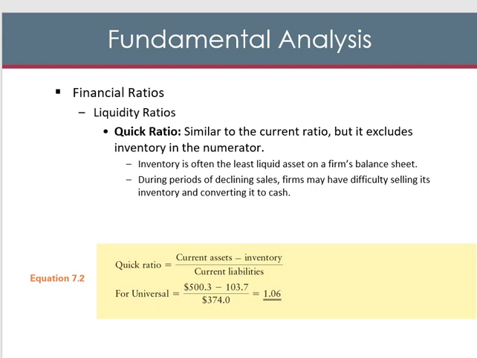So it's taking out inventories here. Now with Universal here, we can see their current ratio, I should say quick ratio, is 1.06. You're going to take current assets and subtract the inventory. You're going to divide by current liabilities, and your number here is 1.06.